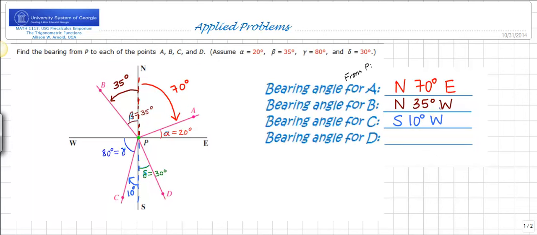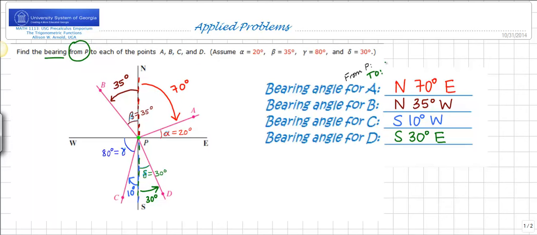And then lastly, we need to reach the point D. It's also south of P, and I'll head south first, and then I'll head toward the east exactly 30 degrees, because we know the angle delta was given to us. Again, all of these are from P to each of the following.